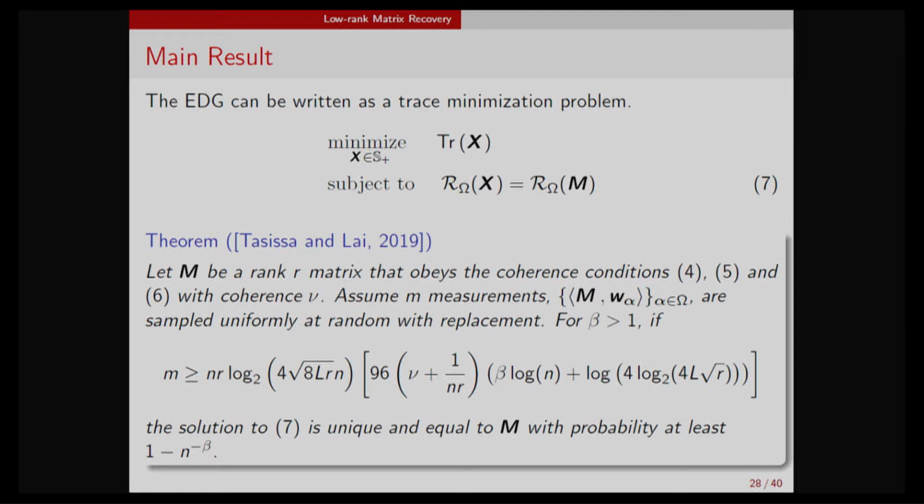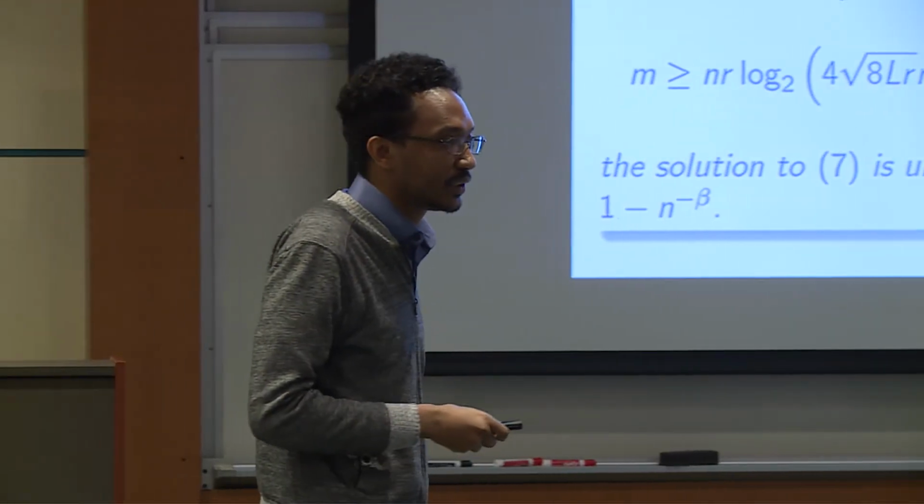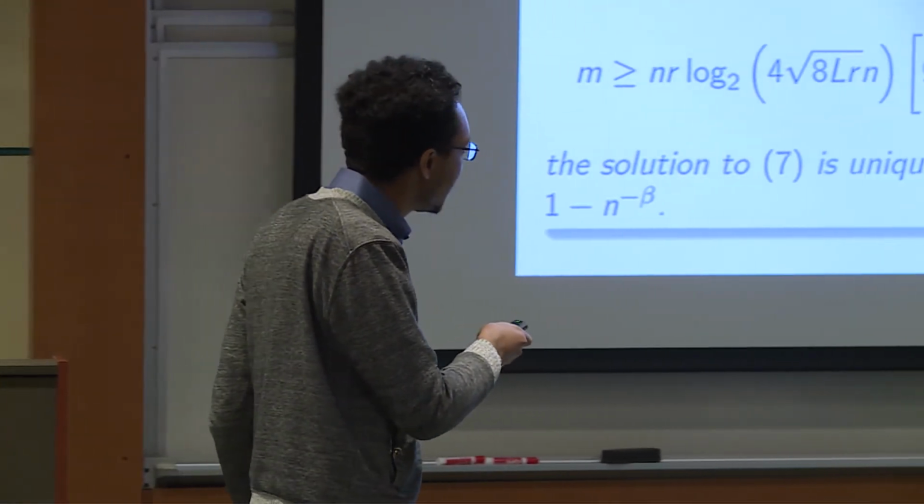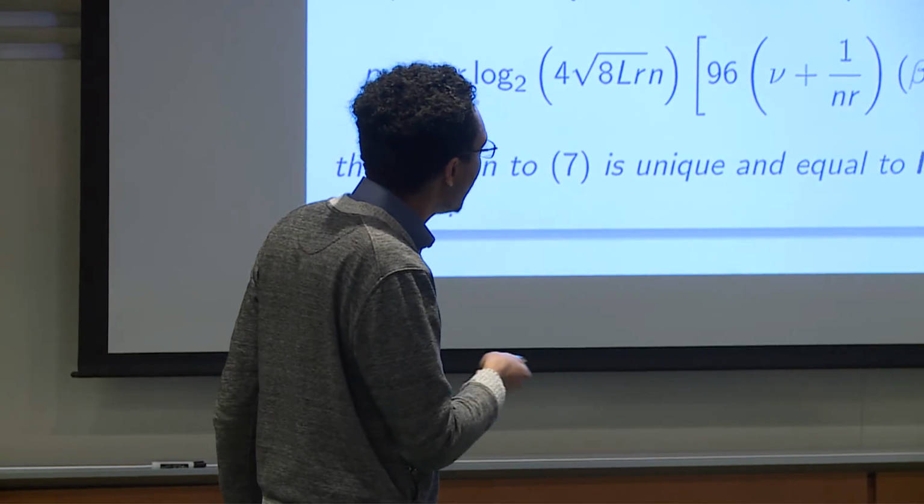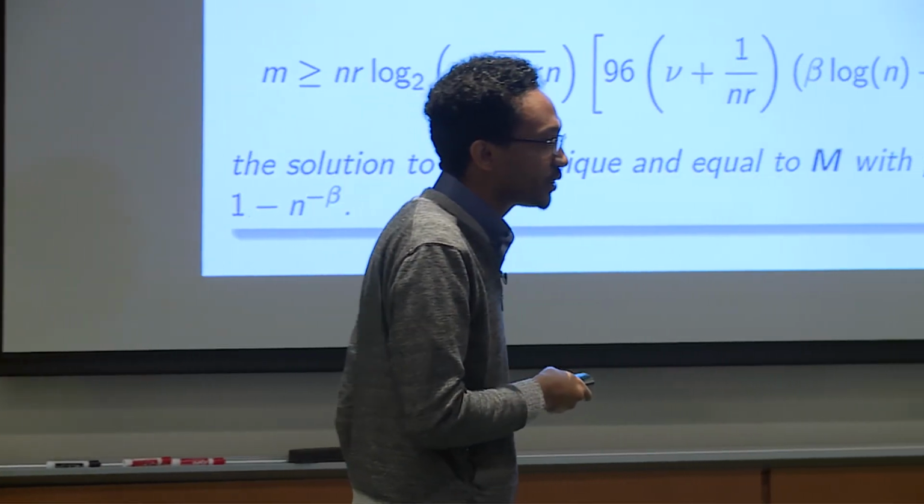Okay. And one of the results we show is that if I assume these coherence conditions, and if I sample my entries at random with replacement, if I sample this number of entries, then with very high probability, I'm going to recover my true solution. Okay, that's the main result. So it's saying that if you sample uniformly at random more than this critical amount, then the convex relaxation is almost exact.